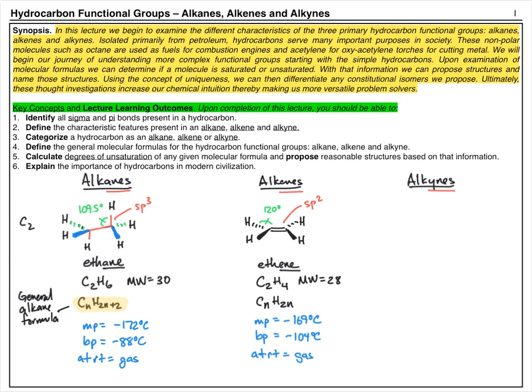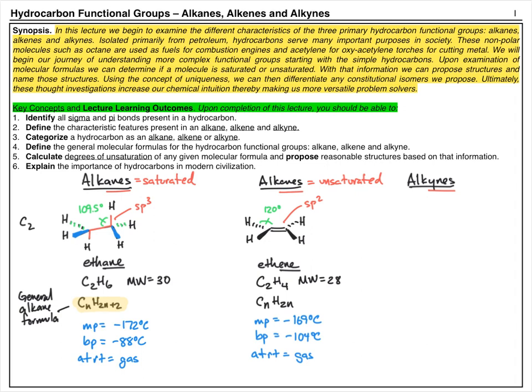So I want to introduce 2 new ways of classifying things. So alkanes are typically called saturated, and alkenes are unsaturated. So what does unsaturation mean? Unsaturation is, in the strictest sense, a carbon that does not have the full number of hydrogens bonded to it.